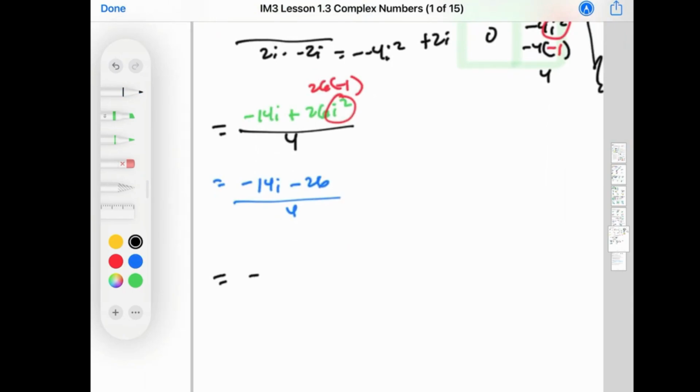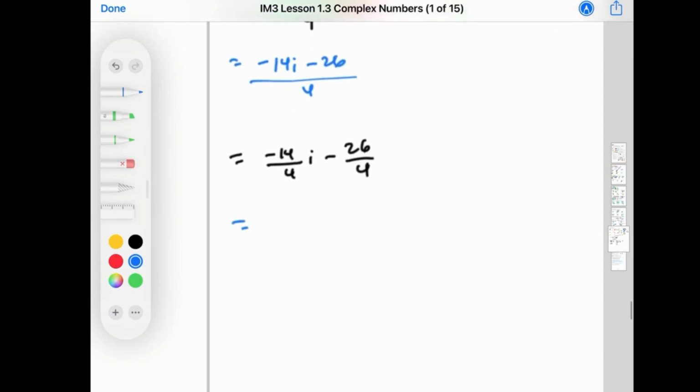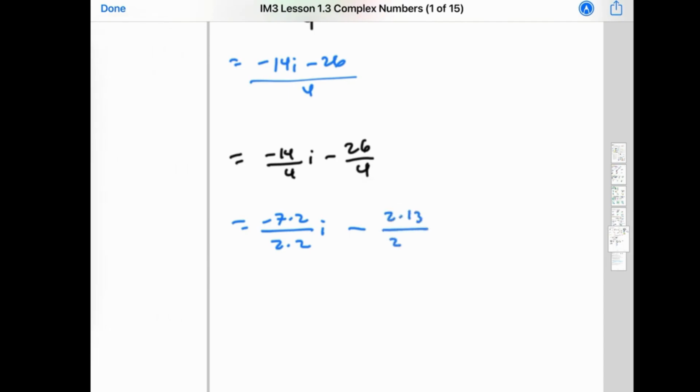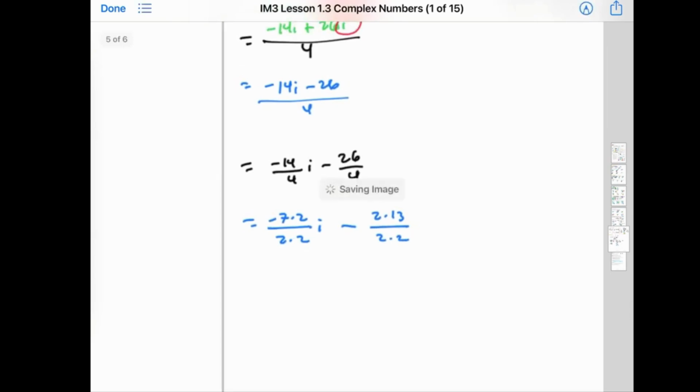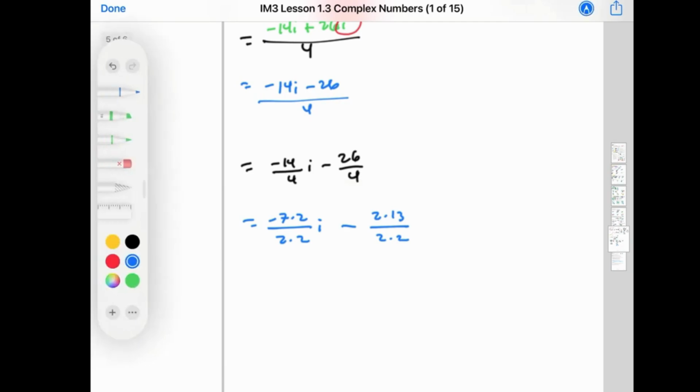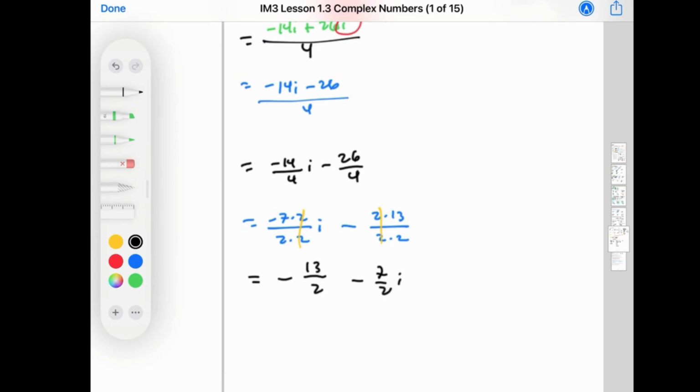we can break them up, the fractions first, negative 14i over 4 minus 26 over 4. Did you notice they both have a denominator of 4 there? And let's just break them up to prime factors. So this will become negative 7 times 2 over 2 times 2i minus 2 times 13 over 2 times 2. And let's go ahead and just cancel some things out here. And I get negative, I'm going to put it second over here because that's the complex part. And the one without the i is the real part.